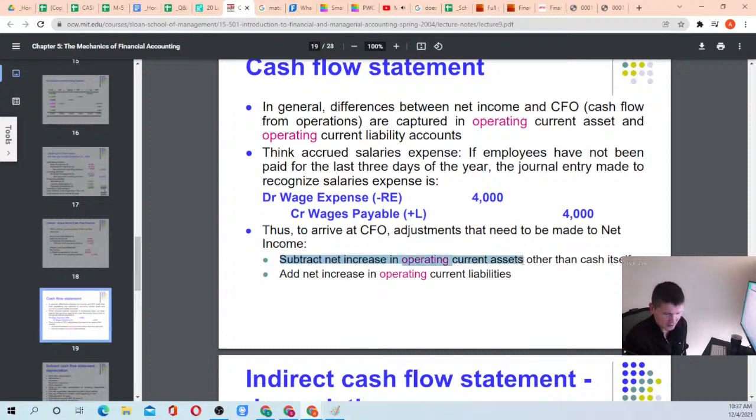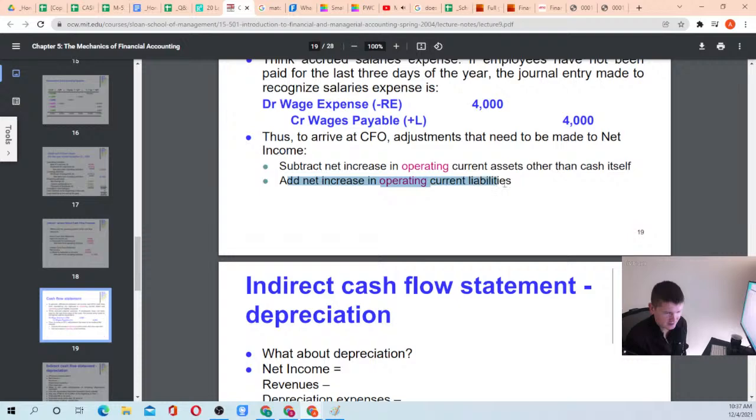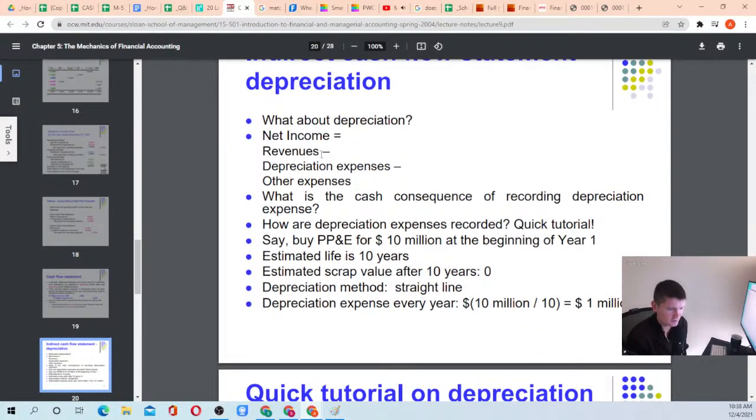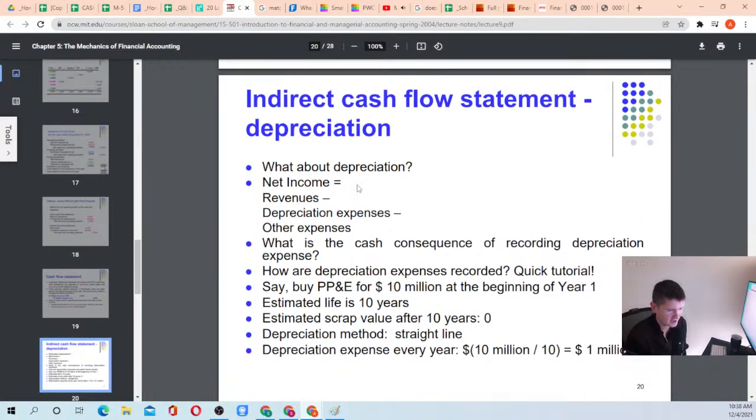Subtract the net increase in operating current assets other than cash itself. Add the net increase in operating current liabilities. And also depreciation. Depreciation, as we might know, is a non-cash item. So when we incur depreciation expense, it doesn't mean that there was an impact on cash. What is the cash consequence of recording depreciation expense? There is no cash consequence for depreciation expense.